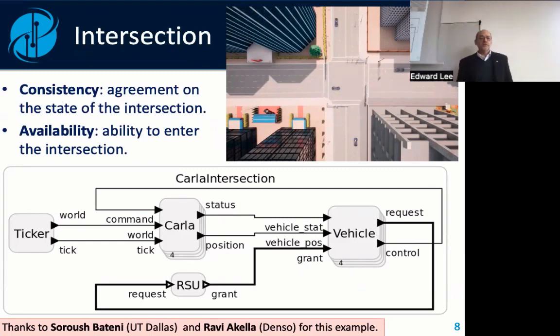And now the question is, in this system, do we want to emphasize consistency or availability? So in this case, consistency would be agreement on the state of the intersection, and availability would be the ability to enter the intersection. So what do you think? Do we want to emphasize consistency or availability here?